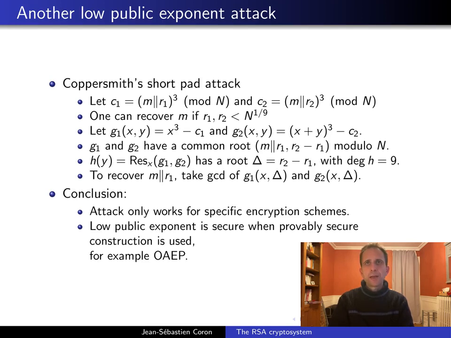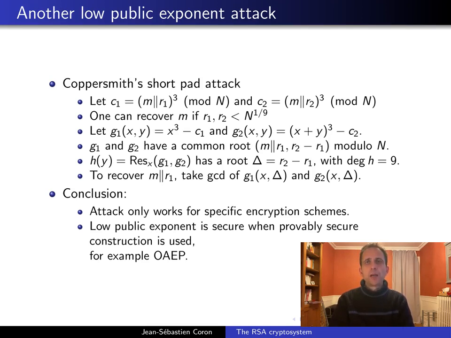So for this, we define two polynomials, G1 and G2, in two variables x and y. G1 is equal to x cubed minus C1. Actually G1 does not depend on y, and G2 is equal to (x plus y) cubed minus C2. And we see that G1 and G2 have a common root, which is M concatenated with R1 for x, and R2 minus R1 for y. And this root holds modulo n.